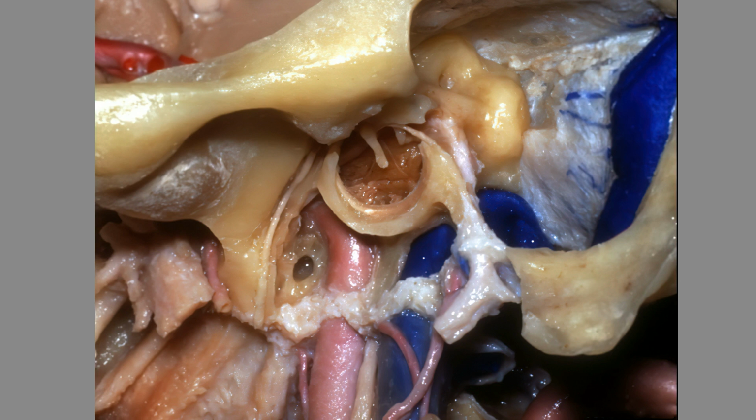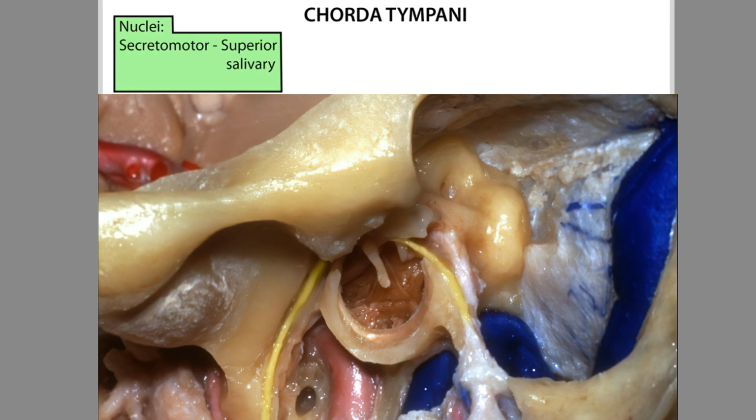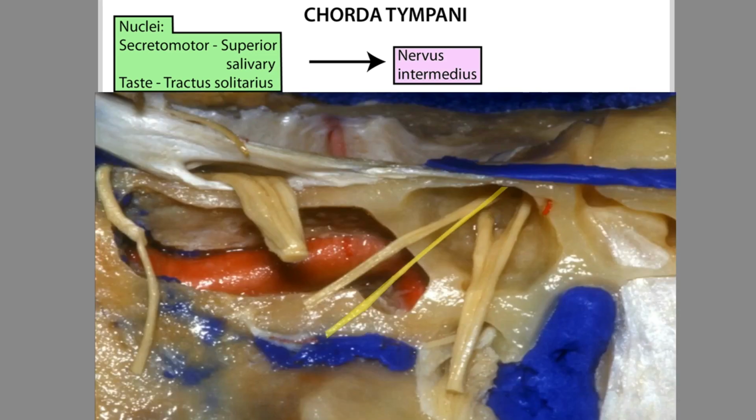First of all, we're going to look at its pathway purely from an anatomical point of view. When we look at the nuclei, we'll see that there are secretomotor fibres coming from the superior salivary nucleus. And then we'll see that the central connections for taste are transferred into the tractus solitarius. The secretomotor fibres pass into the nervus intermedius, and the taste fibres return via it.